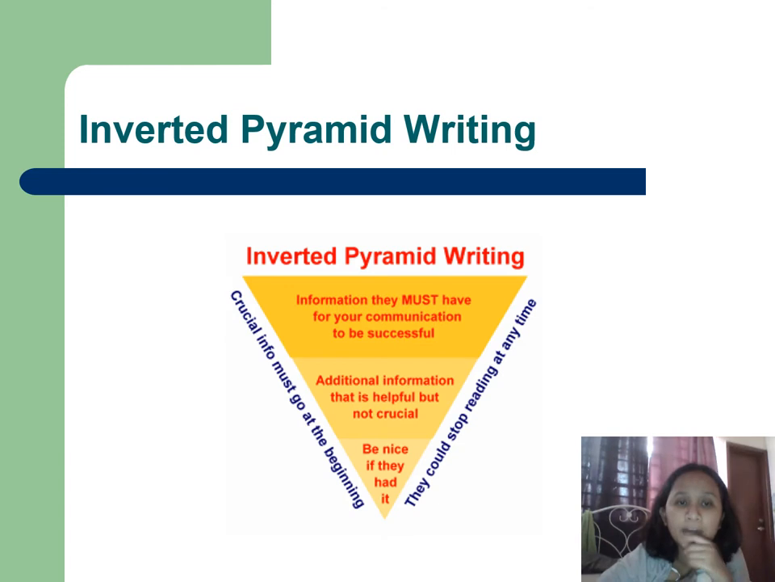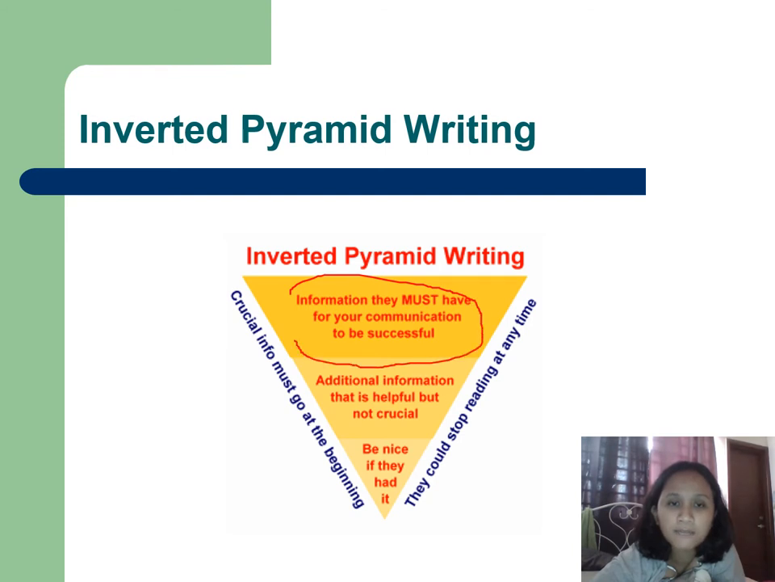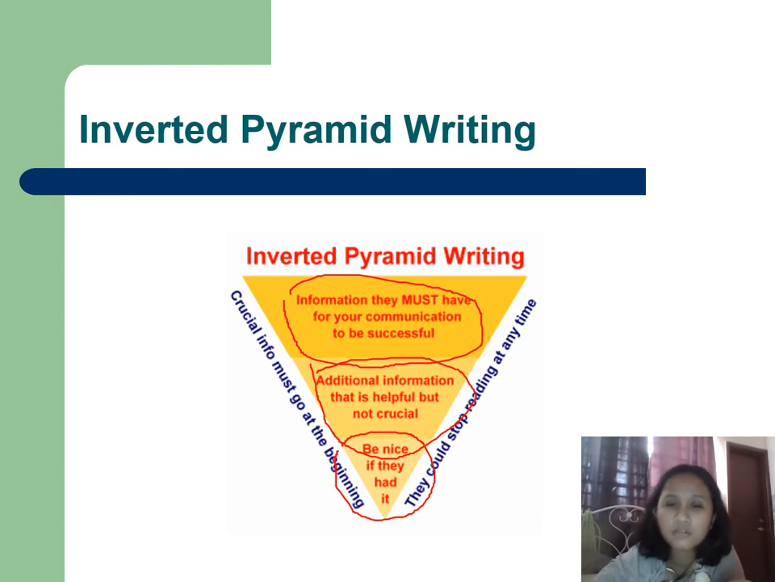Okay, so here is the inverted pyramid writing style, whereby you must have certain information for your communication to be successful. The most important information first, then additional information that is helpful but not crucial, and if you have nice information, for example, numbers to support your story, it will be nice to have it. When we talk about inverted pyramid writing, especially in news, we always practice 3 to 4 paragraphs to get an overall picture of what the news is about.